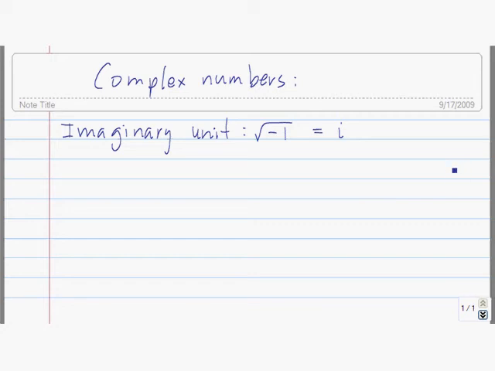The fundamental component of complex numbers is the imaginary unit, and this gives meaning to the square root of negative 1. We define the square root of negative 1 to be equal to i.